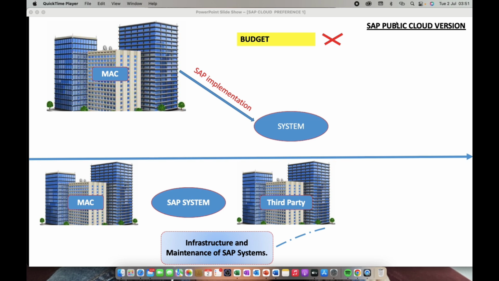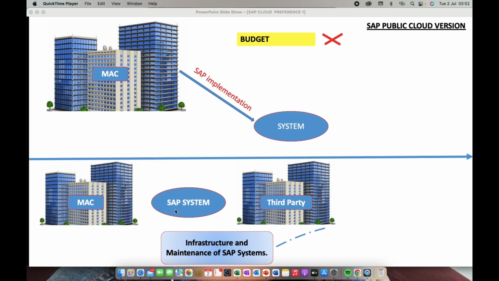And what is this third party going to be doing in this process of me getting the SAP system in my company? In comparison with the SAP private cloud version, the SAP public cloud version is cheaper. And like I said before, I talked about the cost. So because it is cheaper, I might also want to go for the SAP public cloud version. So why I need this third party here is this.